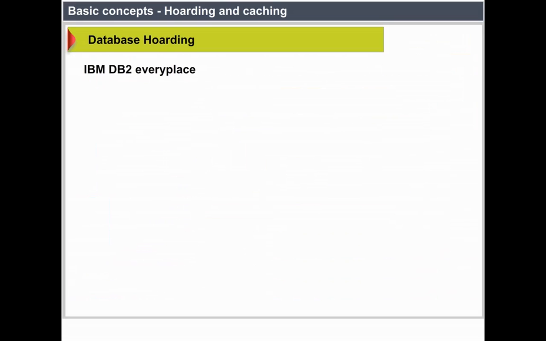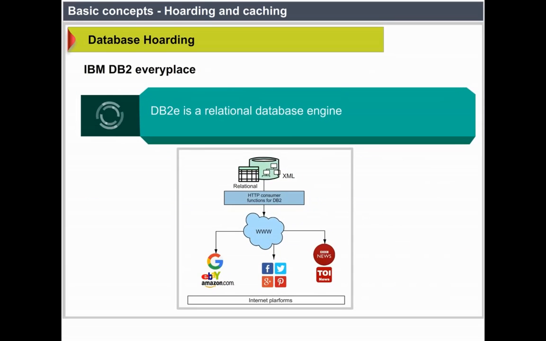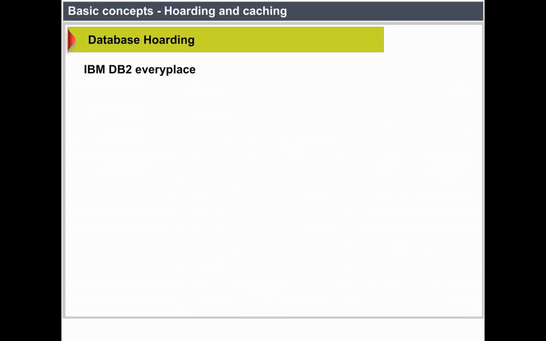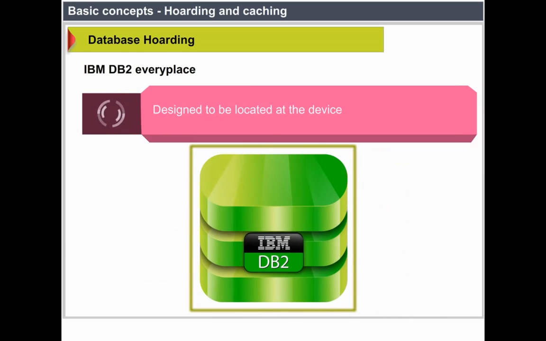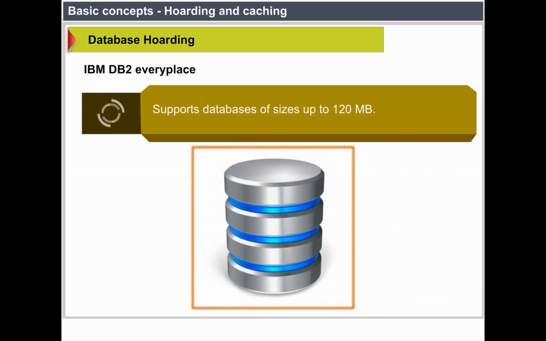IBM DB2 Everyplace. DB2E is a relational database engine. It needs memory of about 100 KB. It is designed to reside at the device. It supports databases of sizes up to 120 MB.